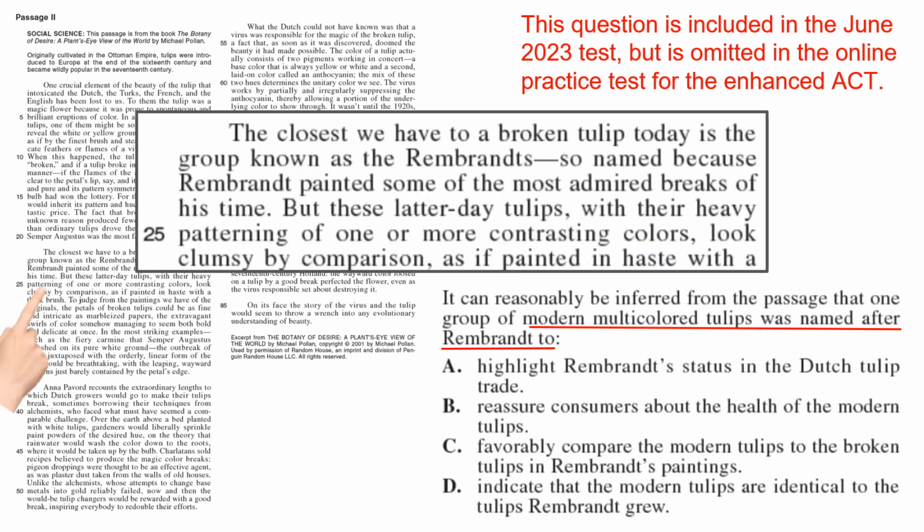The closest we have to broken tulips today is a group known as Rembrandts, named because Rembrandt painted some of the most admired breaks of his time. Latter-day tulips with their heavy pattern of one or more contrasting colors look clumsy by comparison. So, highlight Rembrandt's status in the Dutch tulip trade? Nope, he's definitely not A. Reassure consumers about the health of modern tulips? Nope. Favorably compare modern tulips to broken tulips in Rembrandt's paintings? Yes. Indicate that modern tulips are identical to the tulips Rembrandt grew? None of those. It's just saying he was a great artist, so we're going to name tulips after him.